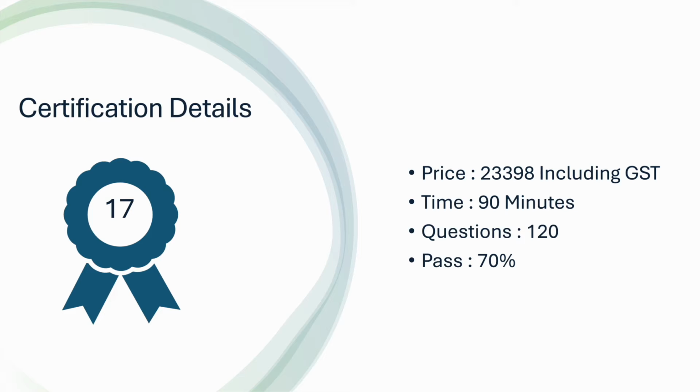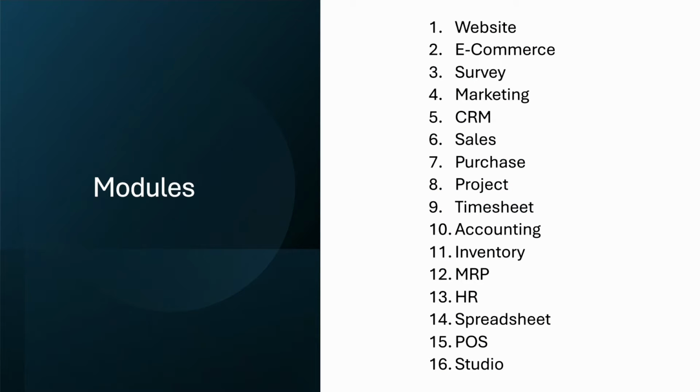Next is the certification details. The price is 23,000 something including the GST, and the total time is 90 minutes. You will have to answer 120 questions and the pass mark is 70%. How many modules do we have to study, or which modules will the certification questions be related to? That is website, e-commerce, survey, marketing, CRM, sales, purchase, project, timesheet, accounting, inventory, MRP, HR, spreadsheet, POS, and studio. So while studying, you have to focus on these modules and their functionality.